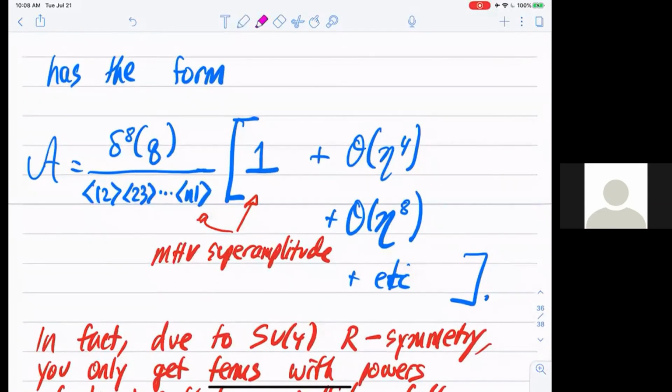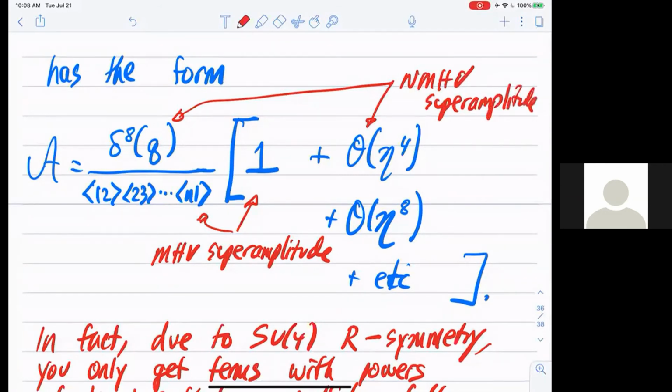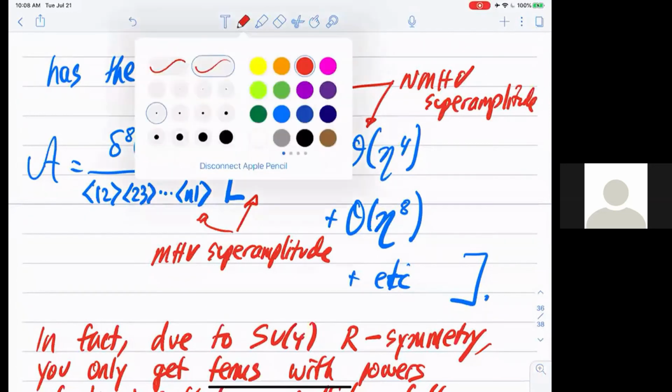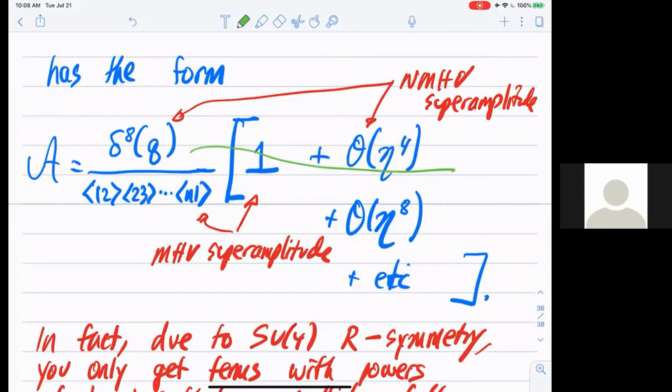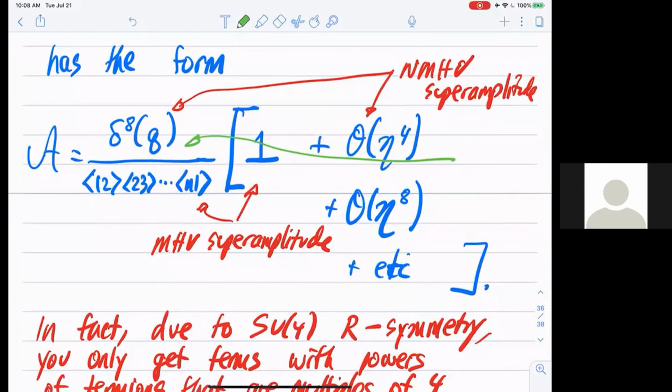And these things are given the names: this times this is called the NMHV superamplitude. And you can see where I'm going, though I'm running out of space. Any individual paper you read on the subject should hopefully be clear about whether they factored out the Park-Taylor factor completely or whether they, in their mind, still have it sitting here. But this would be the N squared MHV superamplitude, etc. So that's what we mean.